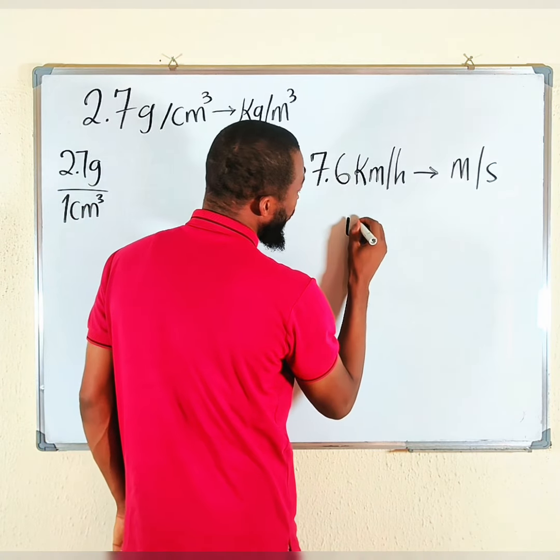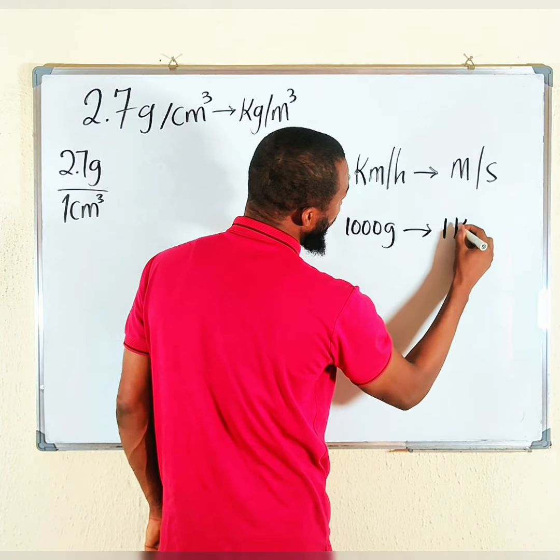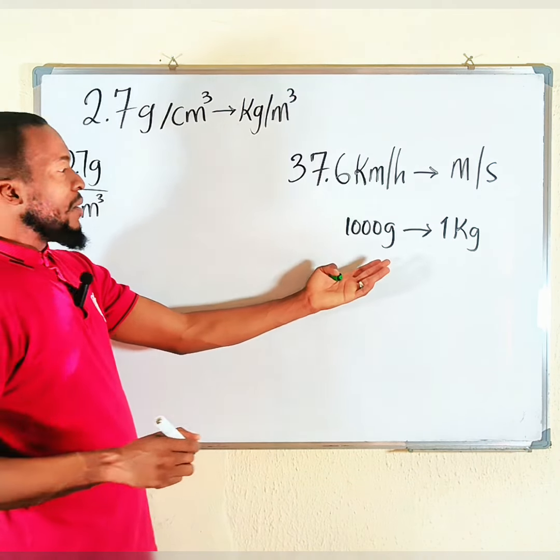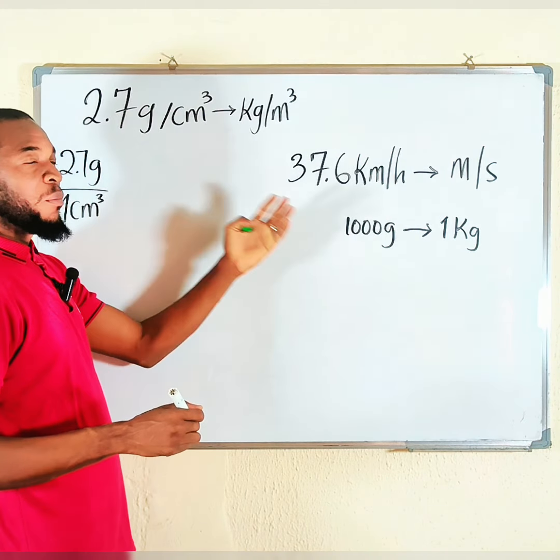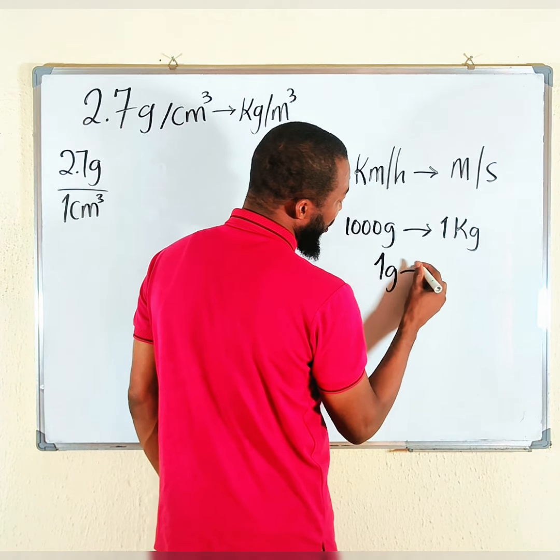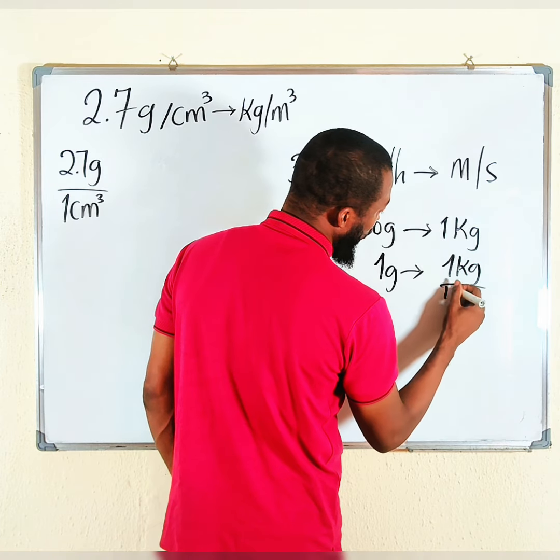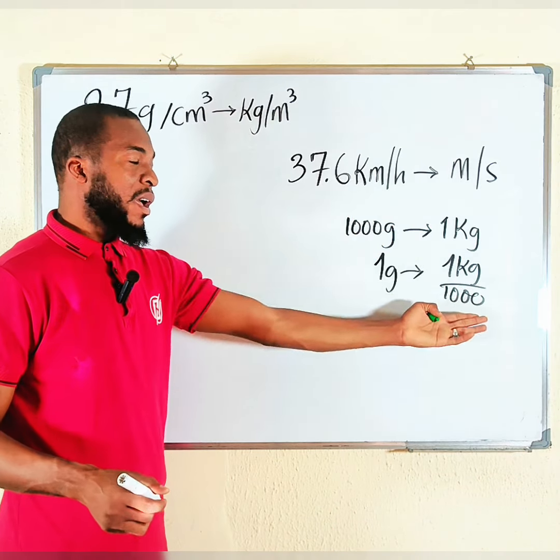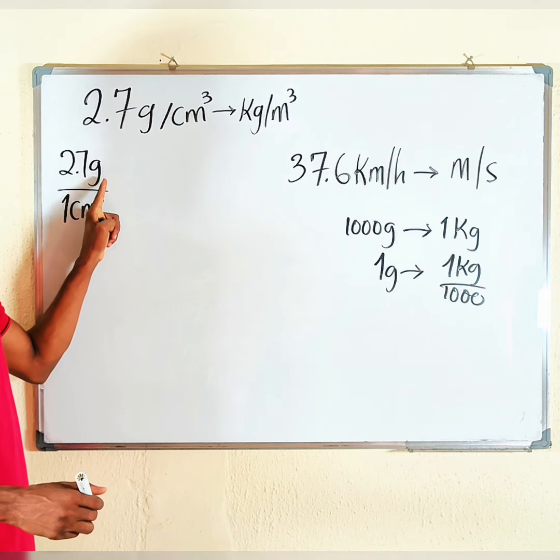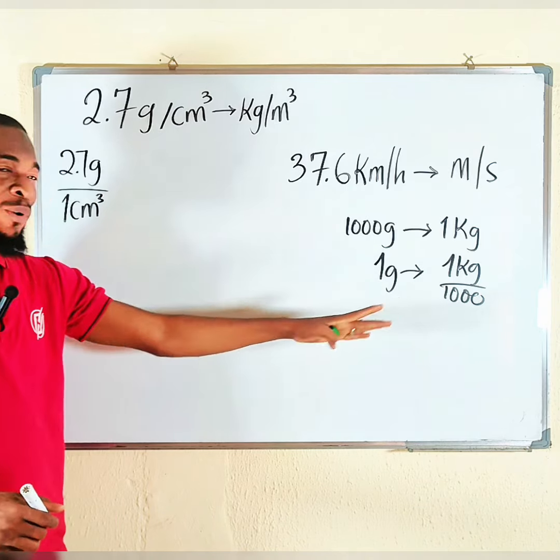You should know that every 1000 gram is equivalent to 1 kilogram. Yes, this is the conversion. Since we have gram here, you can make gram the subject by dividing both sides by 1000. So every 1 gram is now equivalent to 1 kilogram divided by 1000. Yes, these are equivalent. But we have 2.7 here, so we can multiply this by 2.7. You multiply that by 2.7 as well.